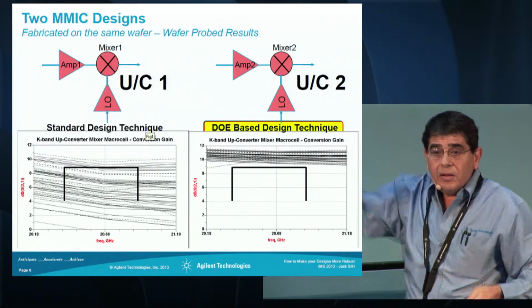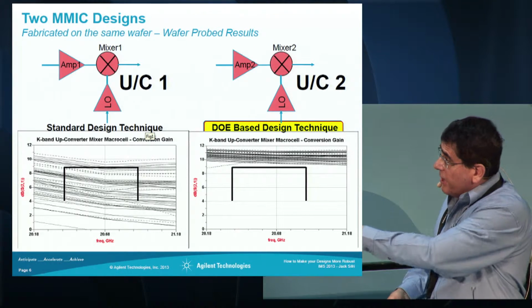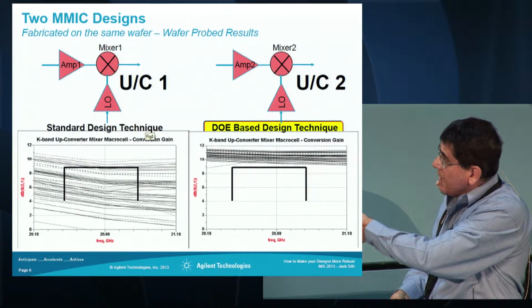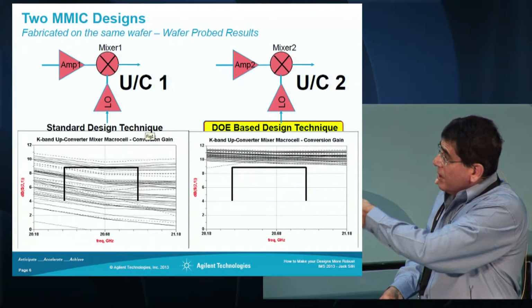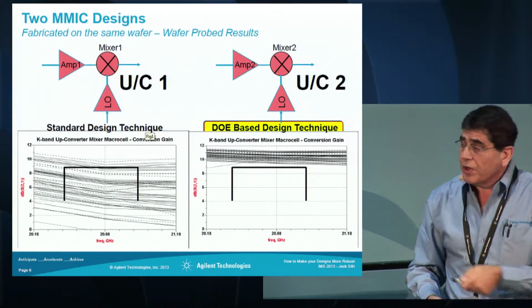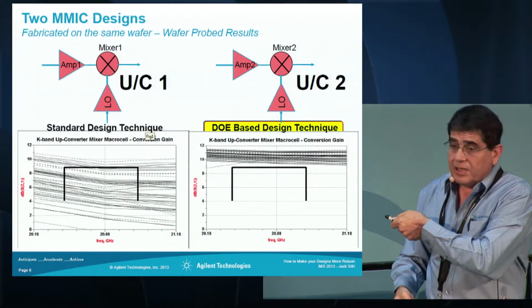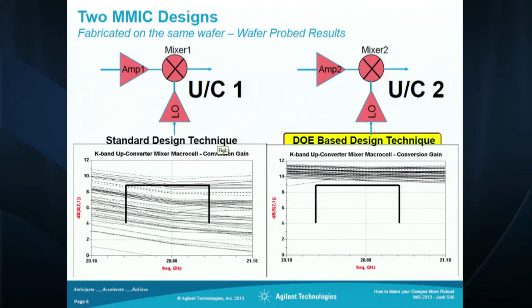Notice how the variability is very wide here, and how tight it is with the robust design techniques, what we call the design of experiment design technique. So you can see it is really valuable to learn this design methodology and be able to apply it to your designs, because it will help you get high yield and get your designs to work no matter what from the first time.